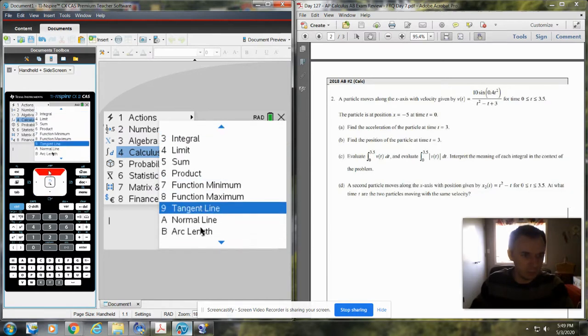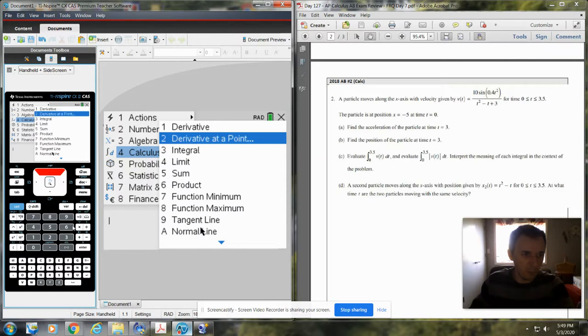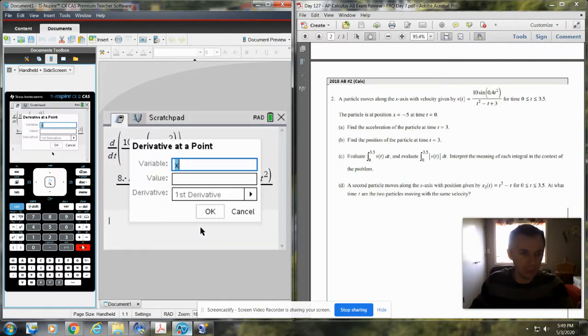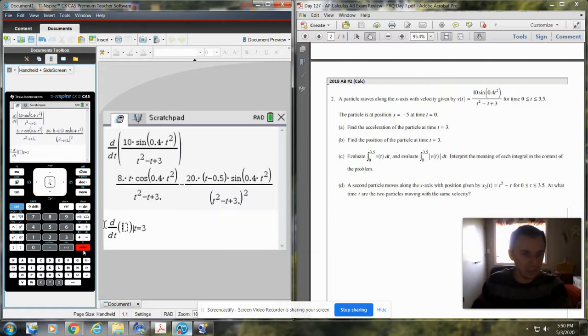So derivative at a point, we're going to choose that option, press enter. Let's change it to t. For the value, we want t is equal to 3, right? We want the derivative at t is equal to 3, and we want the first derivative, since the acceleration is just the first derivative of velocity. Press enter there. So now we're going to put in that equation again.